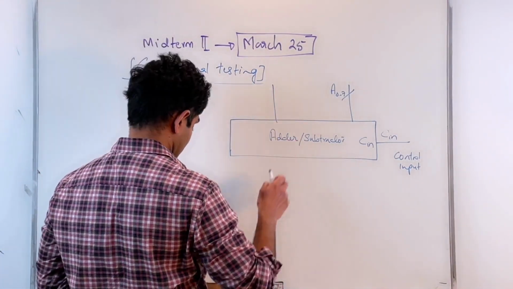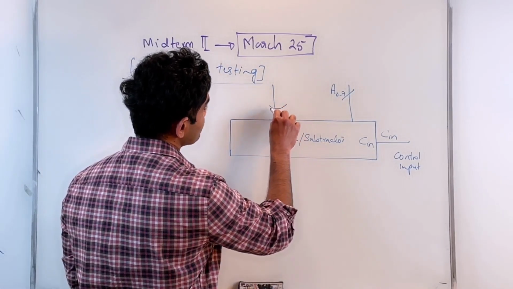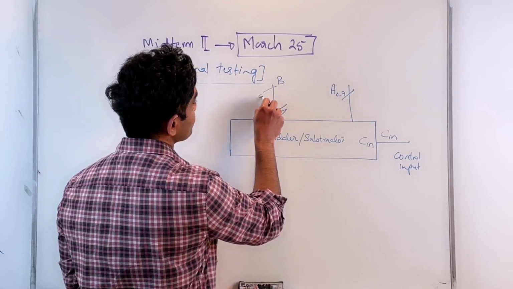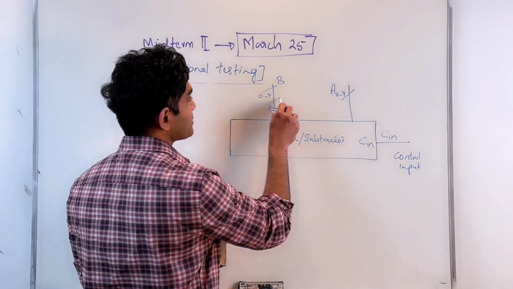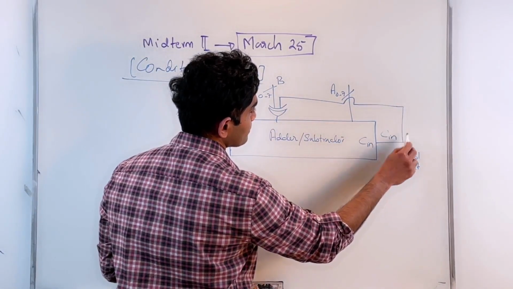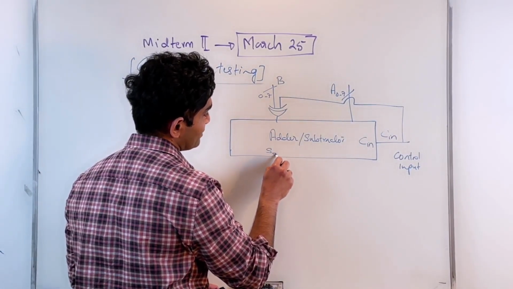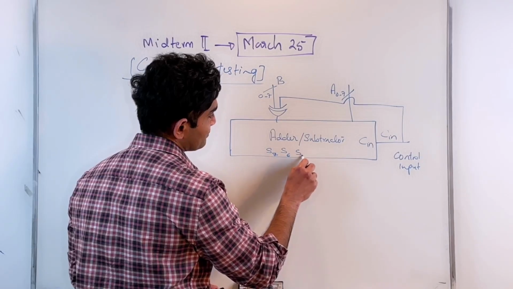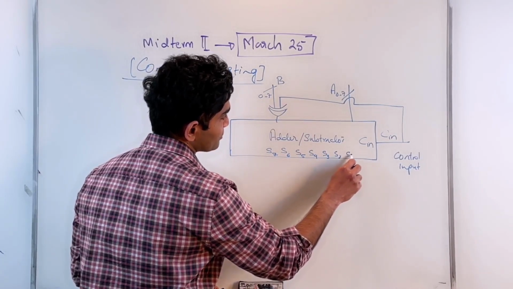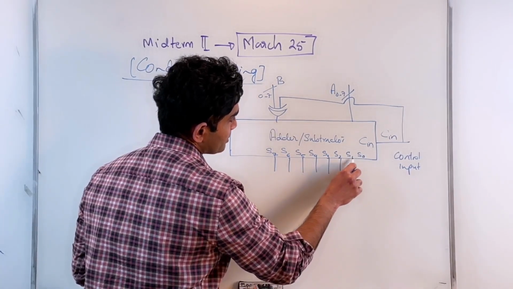Then you have B's going through an XOR gate. That's your B's 0 to 7. And that's your control input. Okay. You have S7, S6, S5, S4, S3, S2, S1, S0. Those are your sums coming out of the adder.